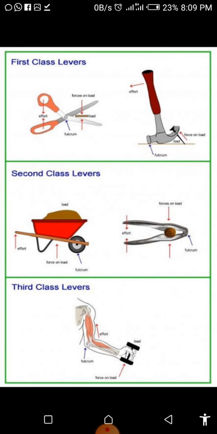Okay, you have some examples: the first class of levers includes scissors and hammer. Clear? And in the second class, wheelbarrow and nutcracker. And in the third class, your arm is an example of the third class of lever. Clear? Your elbow joint acts as a fulcrum, and your upper arm, from where you apply force or effort, and on the lower side, this is called load. Clear? So this is the third class of lever.